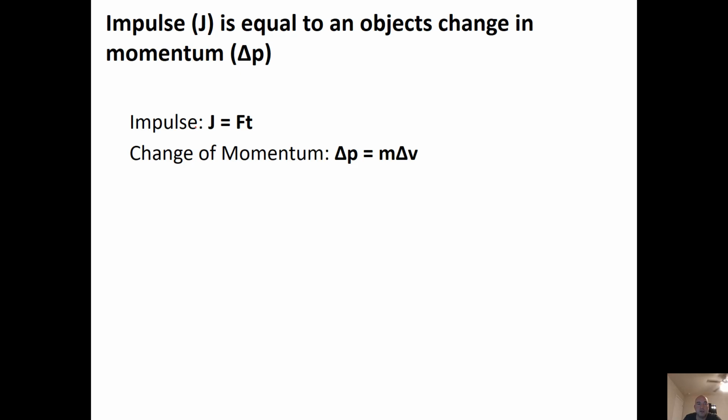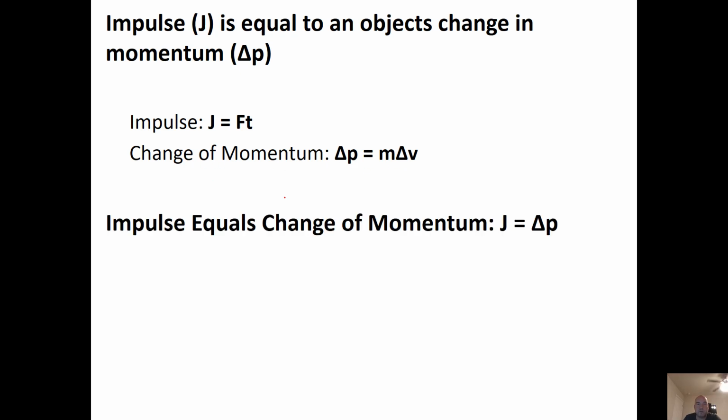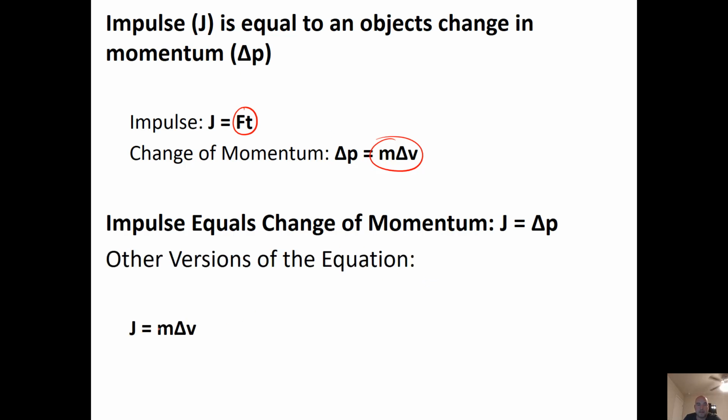Impulse is equal to an object's change in momentum. So let's take a look. Impulse is that equation, and change in momentum is that equation. And when we set it up so that impulse equals change in momentum, we're going to expand that and make Ft equals mv. So impulse equals the change in momentum. This is impulse not expanded, and it's change in momentum expanded.